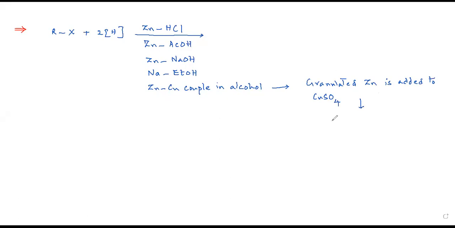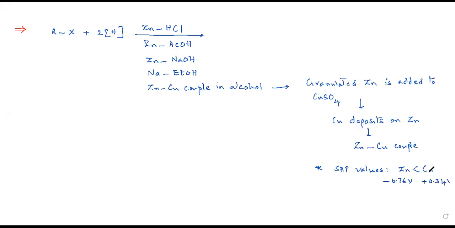Upon which copper deposits on zinc. I think you know why. You know, copper deposits on zinc because if you consider the SRP value, I mean the standard reduction potential value of zinc and copper, SRP of zinc is less when compared to that of copper. More specifically, the value of SRP for zinc is -0.76 and for copper it is 0.34 volts.